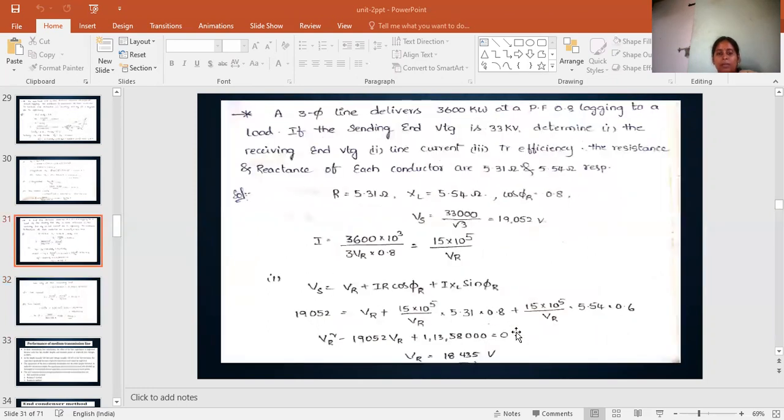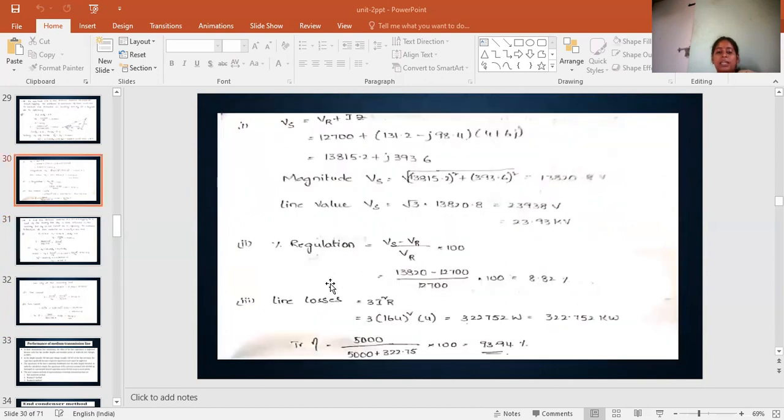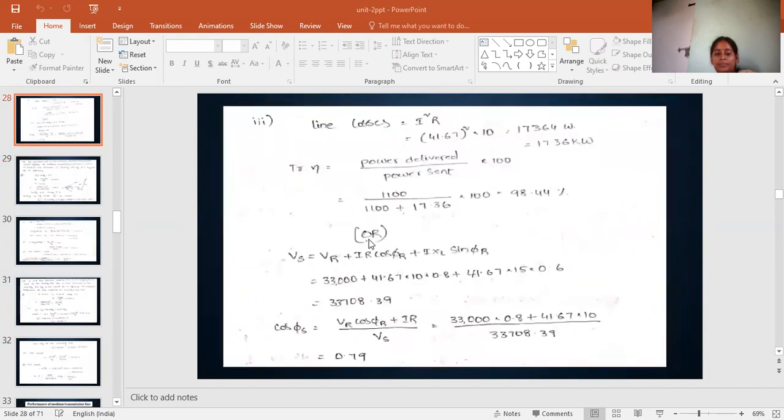One more time I will repeat the problem. This is also a three-phase circuit problem, and here also the Vs value, R, XL and cos phi R value are given. This formula we can derive in the short transmission line. In the above problem also we can substitute this formula, and the problem will take a few short steps.